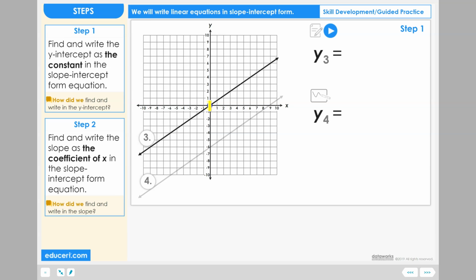We see that the graph crosses the y-axis at the origin, that is when y equals 0. So if we were writing down our constant, we would have to write plus 0. But since it's just plus 0, we don't usually show that when we write down our equation. So I'm going to dim this out, but leave it a little bit so we remember that when it's not there, it's plus 0. How did we find and write the y-intercept?